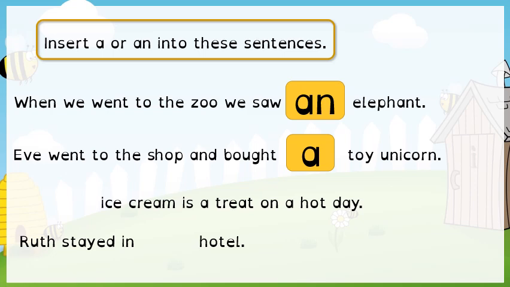An ice cream is a treat on a hot day. If you've used the word an in front of ice cream, then you can give yourself another tick. Ruth stayed in a hotel. It's another H at the front of hotel, but we make that H sound, and H we know is a consonant, so they've used the word a. If you've got all those right, well done. Let's look at the next slide.